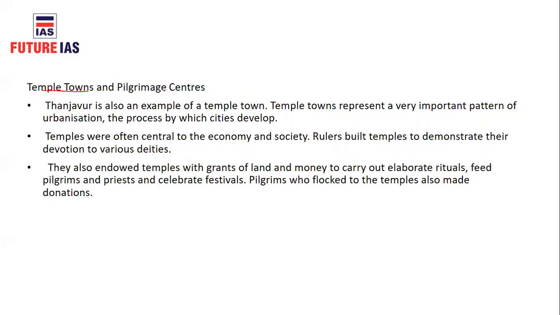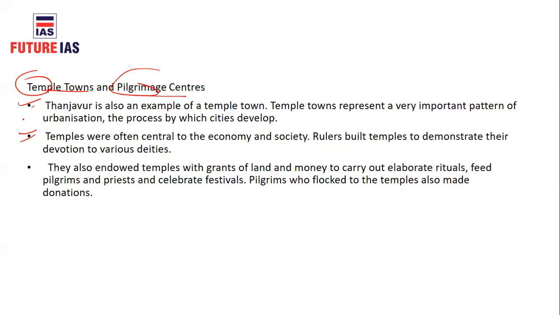Next is temple towns or pilgrimage centers. Now, Tanjavur can be an example of a temple town also. And you must understand the temple town. It is a town representing a pattern of urbanization, which means a process by which the city is developed. For example, at the heart of the city, the temple is there. So the temple is the center of the economy and the society. When you say temple town, it means the town's economic development and the society's development is because of the temple. The temple is at the center of the economy.